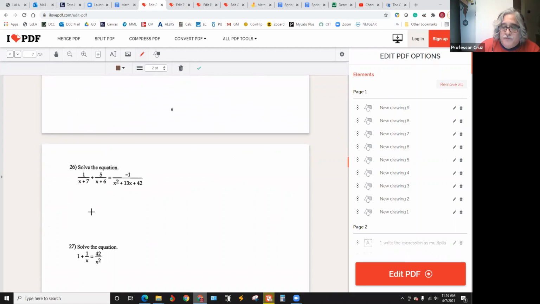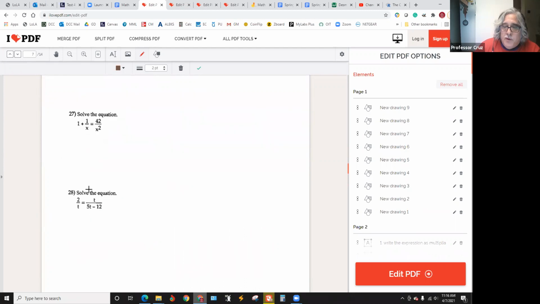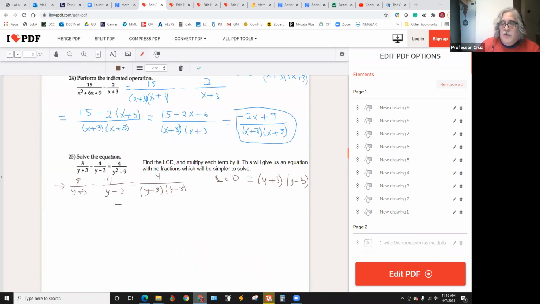Well, the rest of these are just the proportions. All right, so the hardest part is writing all this out. So we're going to multiply each term by the LCD, and we're guaranteed if we pick the LCD right and we multiply correctly, we will lose all of the denominators and have a much simpler equation.